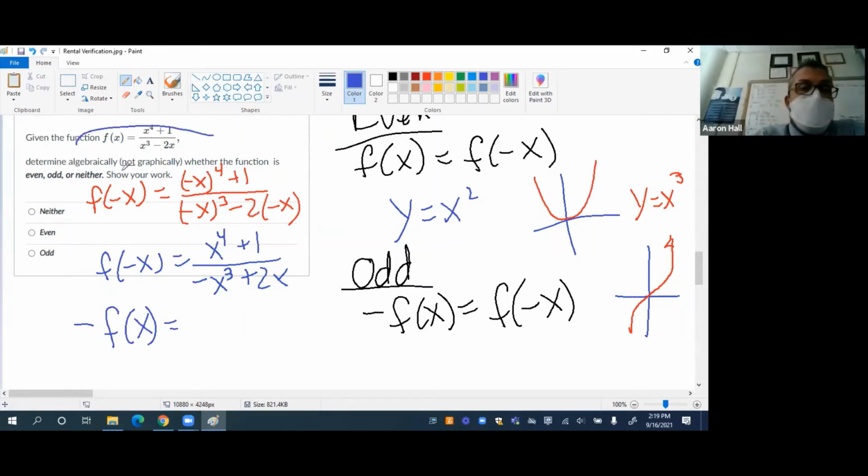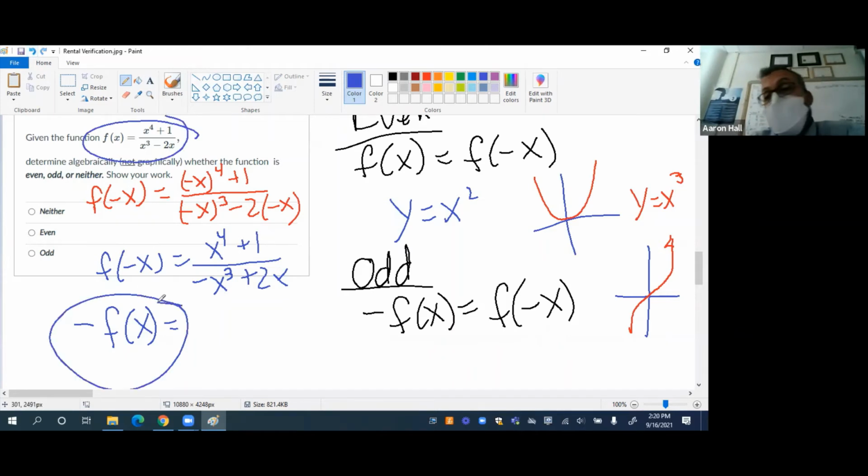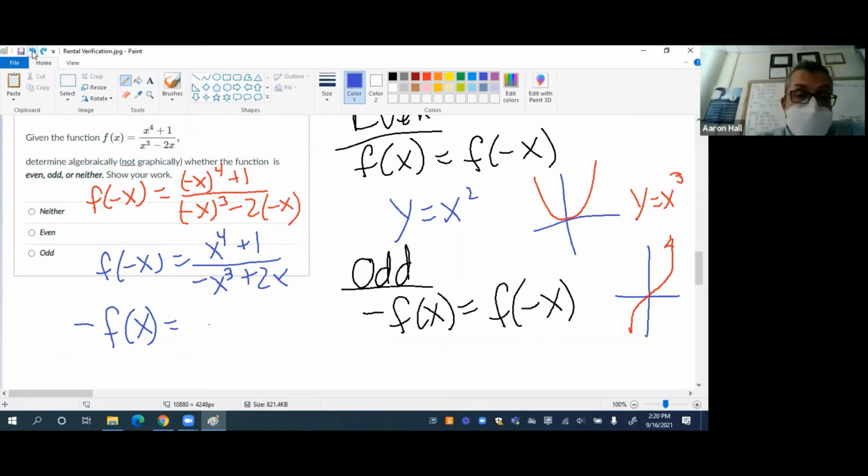What do we do to the f of x if we're trying to find negative f of x? Is that to the function or in the function? It's to the function. So let's just multiply all of the function by negative. I have x to the power of 4 plus 1 over x cubed minus 2x.